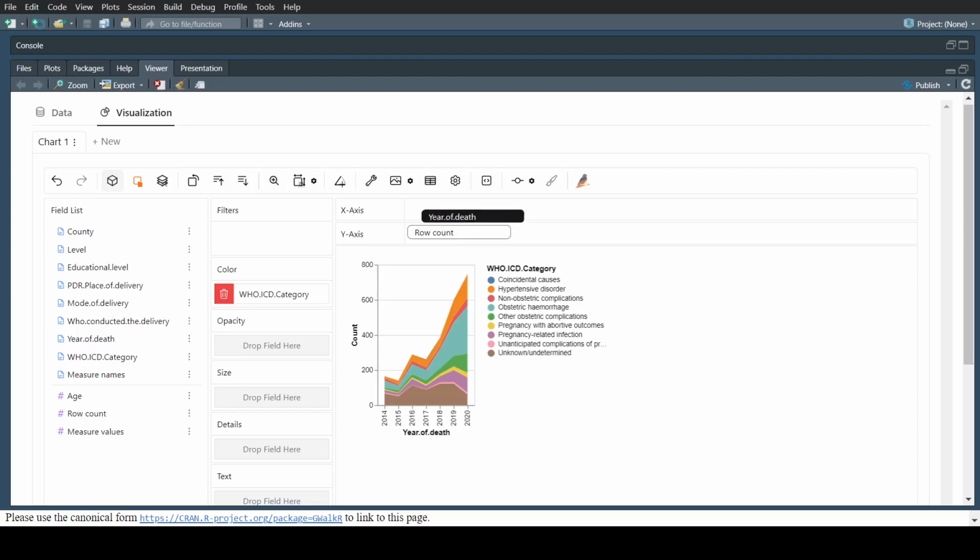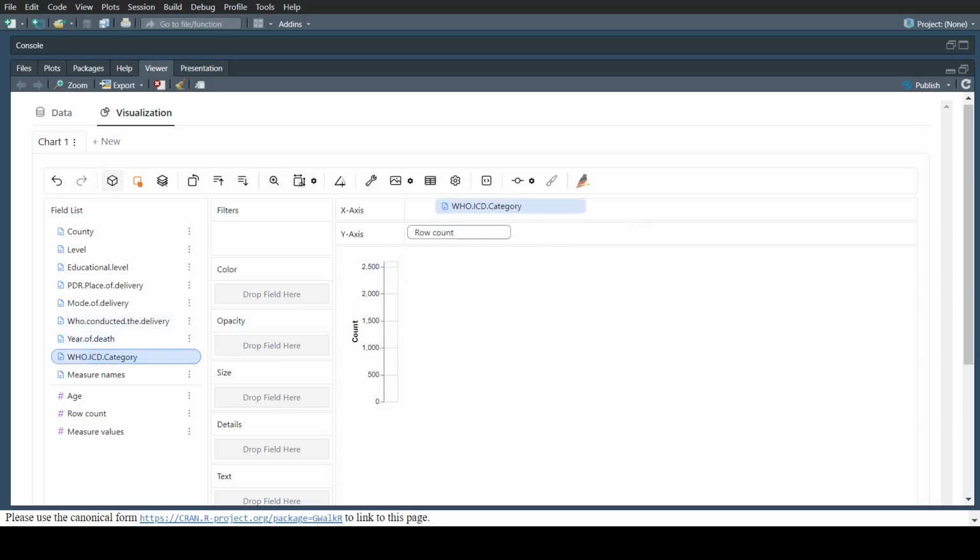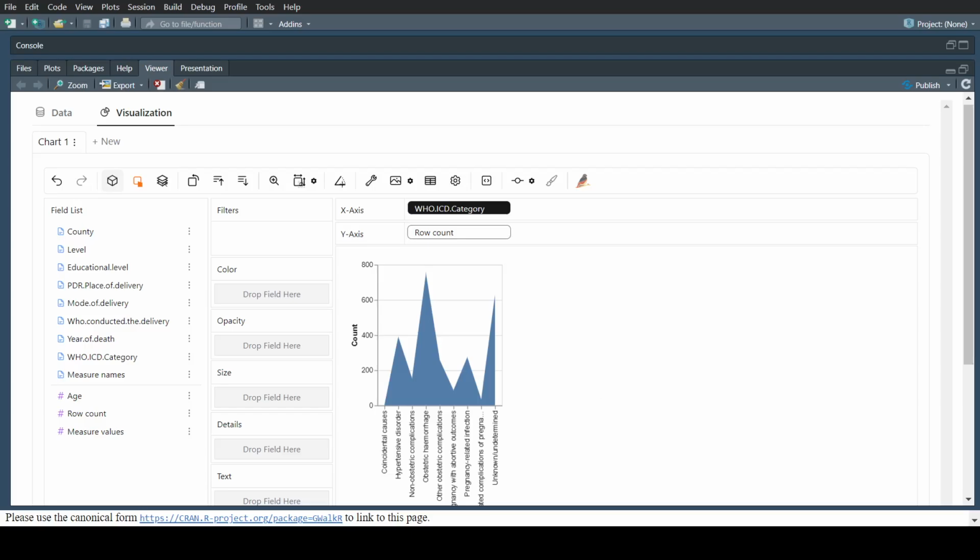So maybe now we can remove the year of death and see if we can switch them around. Maybe we can go back to the bar plot. I've put the cause of death on the x-axis and the count, the number of women per cause of death. So you can see obstetric hemorrhage had the highest number of deaths. Still the unknowns were very many when you aggregate them across all the 7 years.